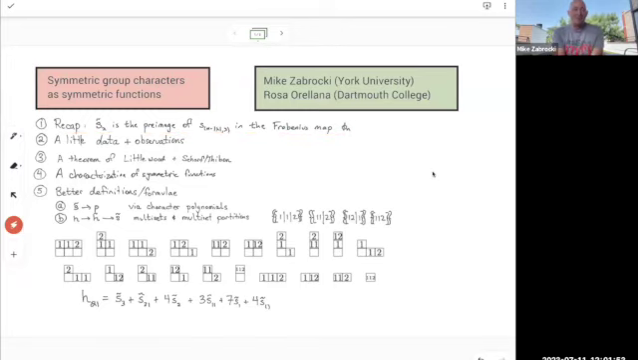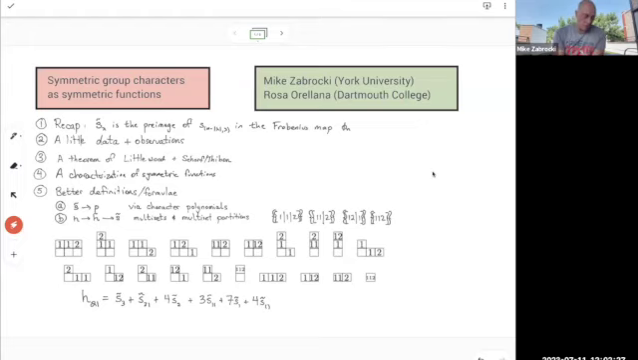This character basis is the pre-image of a Schur function in the Frobenius map I had. I'm going to do one more example just to make sure it's clear how it works. And then I will say, this is how you compute it. You could keep doing this if you want, but it's all programmed in Sage. So if you want data, I'll show you how to get data.